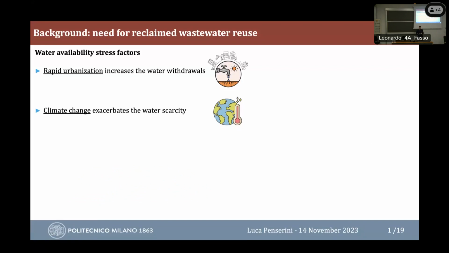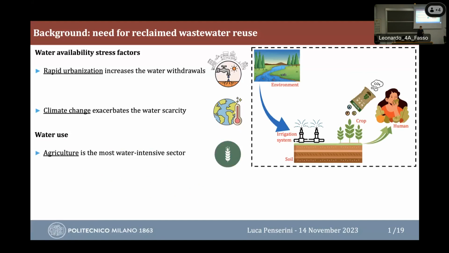First of all, why do we need wastewater reuse? As many of you probably know, water scarcity is among the topics of growing concern nowadays, especially due to many stress factors such as rapid urbanization or climate change. In this context, agriculture is the sector which consumes the most water. Here you can see a scheme of a typical agricultural irrigation system.